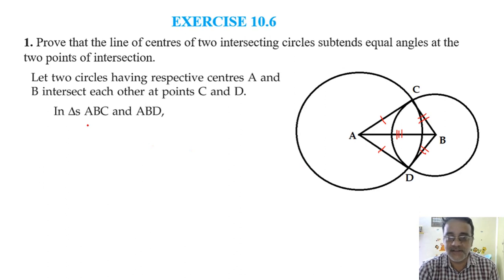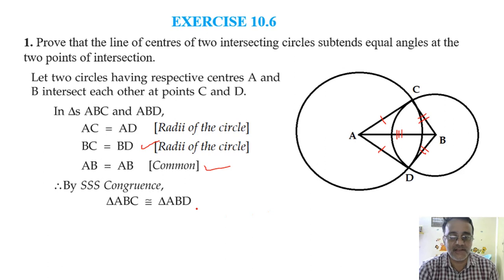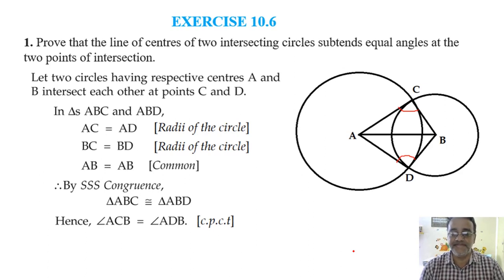Now we'll start with these two triangles. AC is equal to AD, radii of the circle, and BC is equal to BD, radii of the circle, and AB is the common side to both the triangles. So by the SSS congruence rule, these two triangles are congruent. So it implies that these two angles are equal. Why? CPCT. Very good. So these two angles are equal by CPCT. Any doubt in the first question? No, sir. Okay. Now we are moving towards the second question.